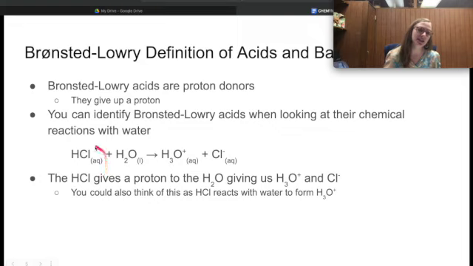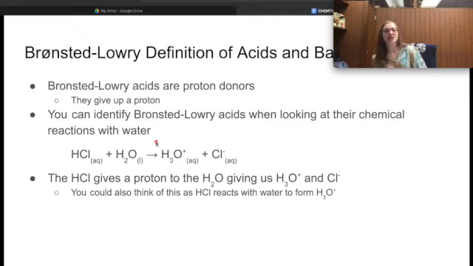So if I see HCl over here as a reactant, and then I see it over here without that proton, and now it's just the Cl minus ion, then I know that it's acting as a Bronsted-Lowry acid. So here you can see that H2O goes from being H2O to H3O plus, so it's increased its number of protons, so it's not acting as a Bronsted-Lowry acid in this case. It's a base in this case.